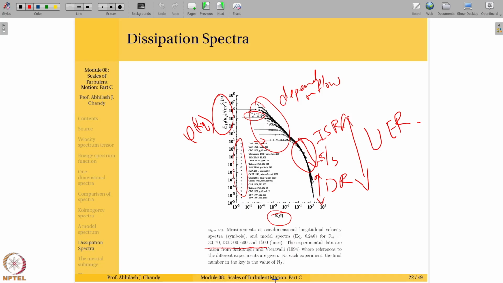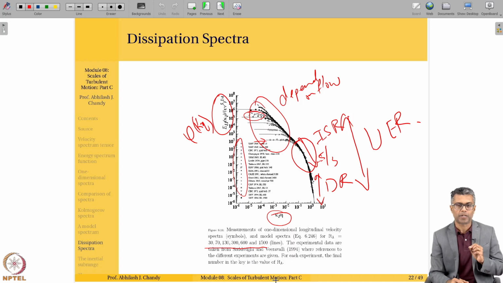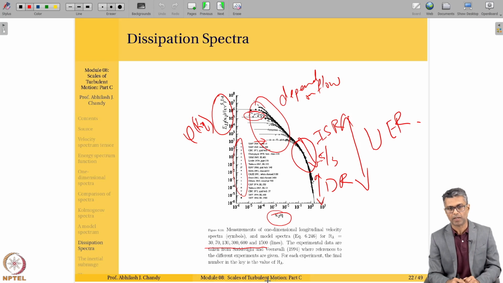Hello everyone. So let's continue from where we had left off. We were talking about the scales of turbulent motion, right? We were talking about the model spectra in the last class. And here I just want to go over this particular figure one more time, because we had to do this towards the end of last class, and I just want to finish this up.